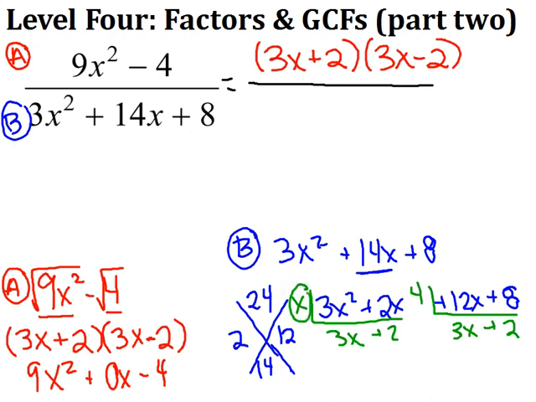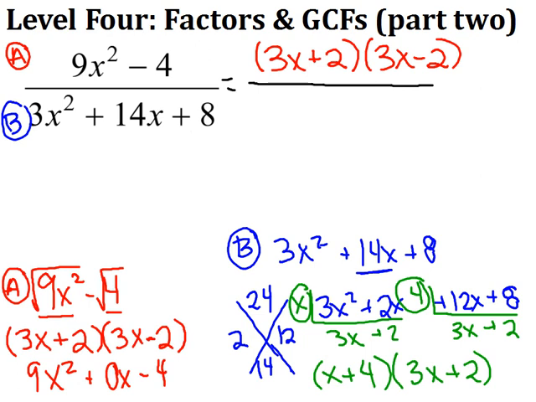So we can write this back out. The GCFs go in their own parentheses. That 4 was positive, so it will be a plus. And then the factor that was the same, the 3x plus 2, goes in the other set of parentheses. And we are done with our denominator.